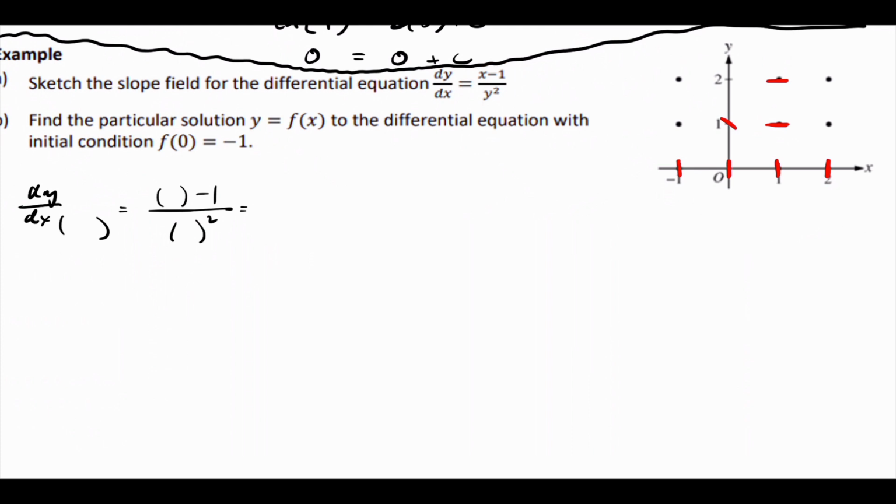Okay? So how about 2, 1? So over here, 2 comma 1. So x is 2, y is 1. So that's going to be 1 over 1, positive 1.